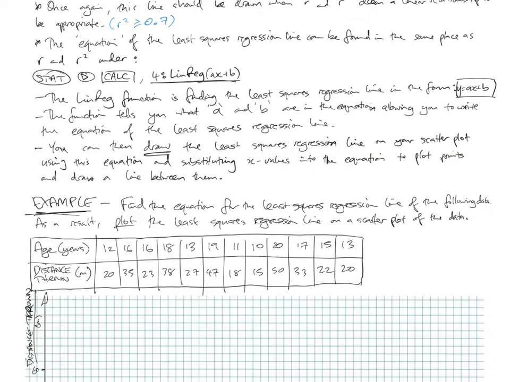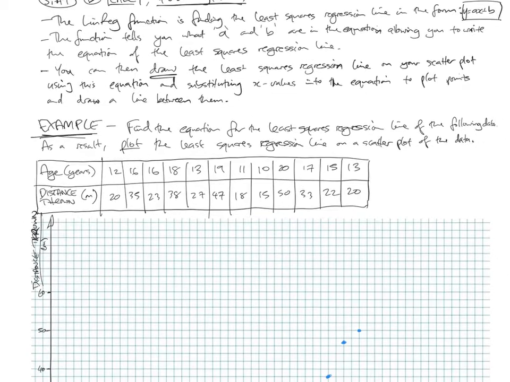Now, how do you do that? You substitute x values into the equation to plot points and draw a line between them. So remember, you'll need to substitute at least two values of x in, hopefully spread apart a bit, so that you can draw a line between 2 points.